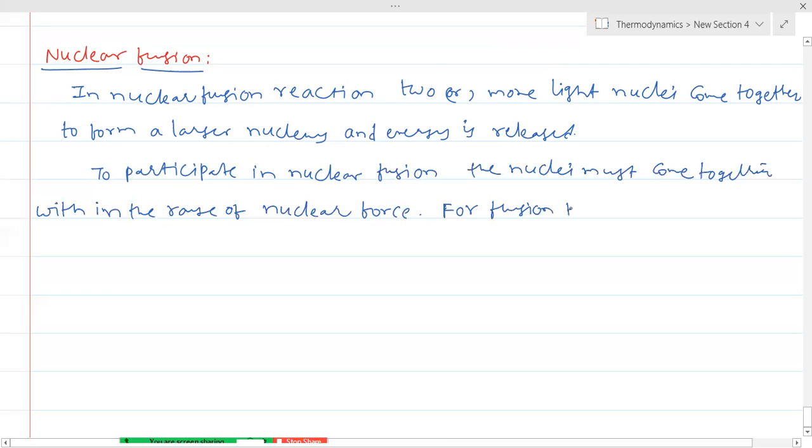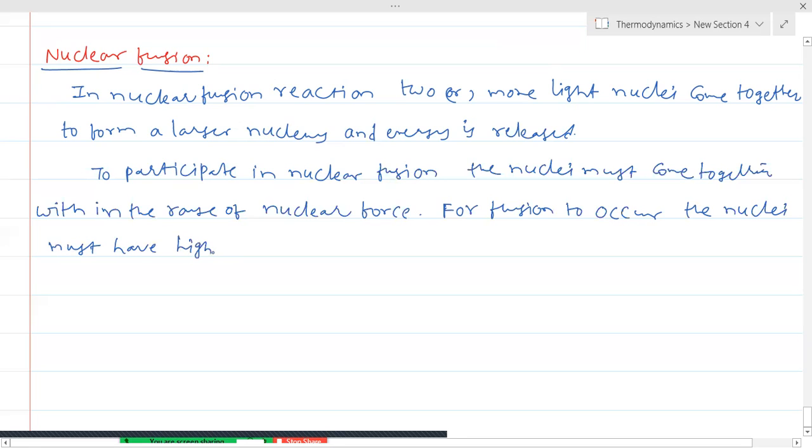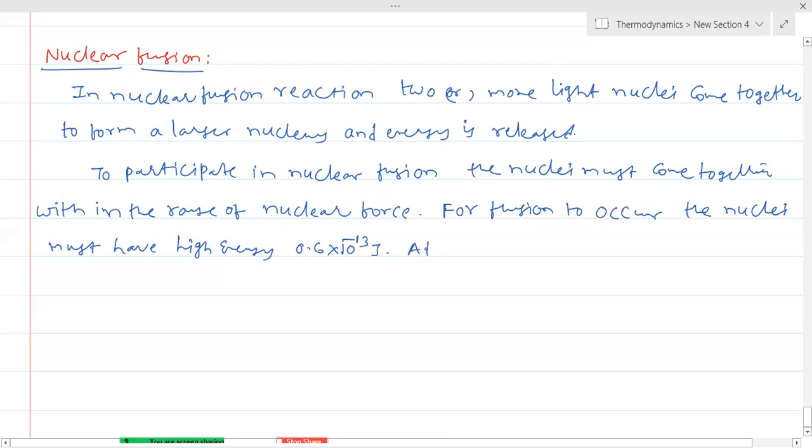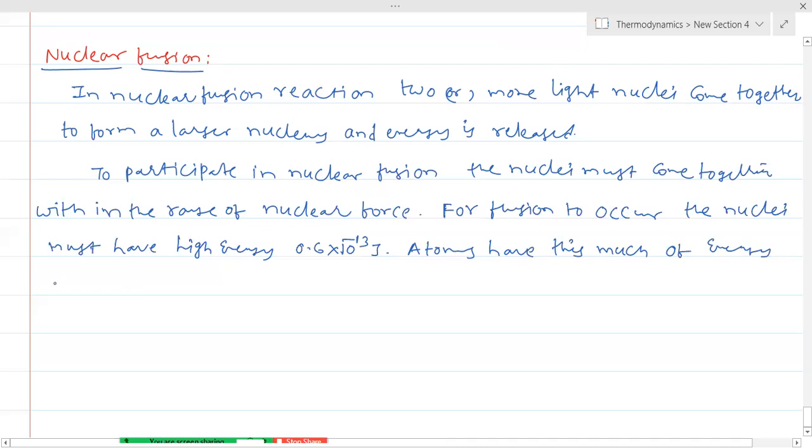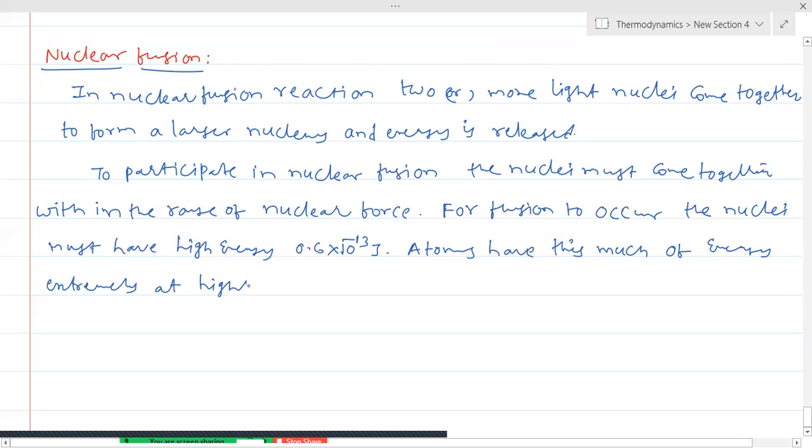For this fusion to occur, the nuclei must have high energy, that is 0.6 into 10 power minus 13 joules here. And atoms have this much energy at extremely high temperature.